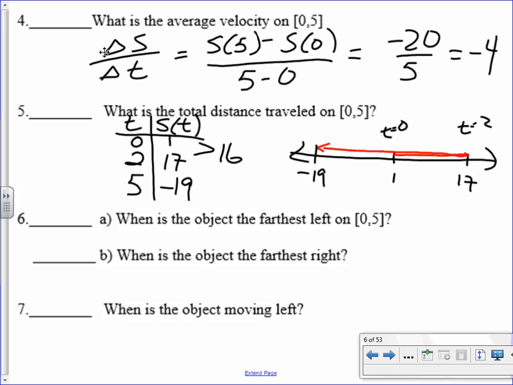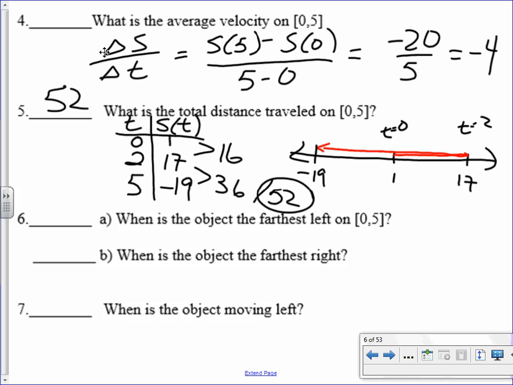Going from 17 back to negative 19, subtract. It doesn't matter the order you subtract, which one goes first. It's going to take the absolute value. You're going to get 36. So it travels 16 units to the right and 36 units to the left. So altogether, if we add them, it travels a total of 52. So that's how you get the total distance.